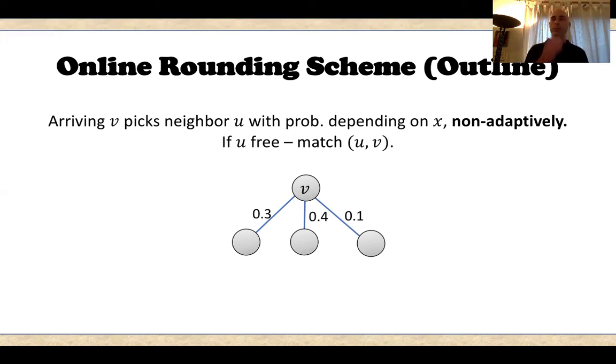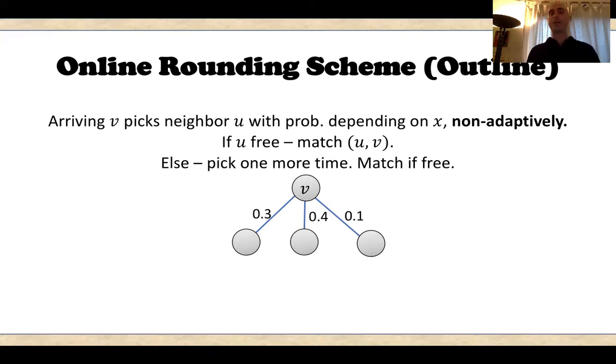And so we use the fact that our choice was non-adaptive and we just repeat the process one more time. If V wasn't matched after its first pick, we have it pick another neighbor, and then we match them if they're free. What we want to show is that this second pick increases the probability of V being matched to any one of its neighbors. So we could match U and V as a first pick or as a second pick. And together, this will give us the claimed marginal probability of being matched.